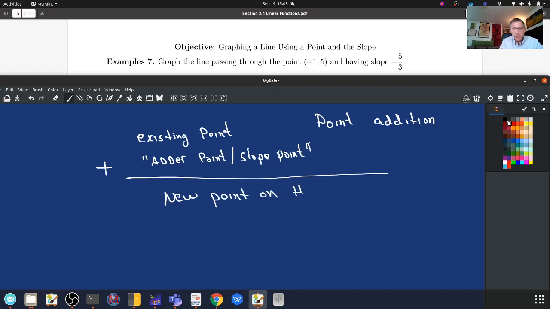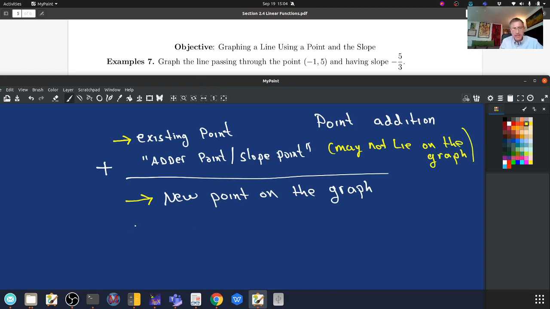on the graph. So here I just want to say two things. There's 2 points on the graph: the existing point and the point you get through adding. The adder point may not lie on the graph. As a matter of fact, the only time it will lie on the graph is when the line goes through the origin.